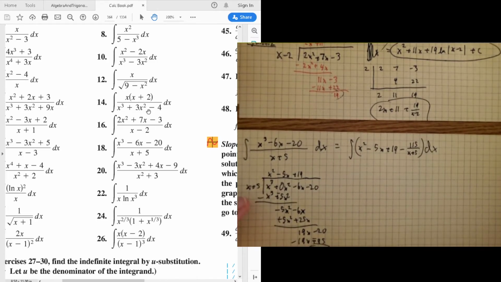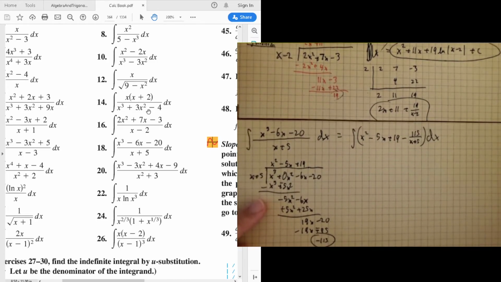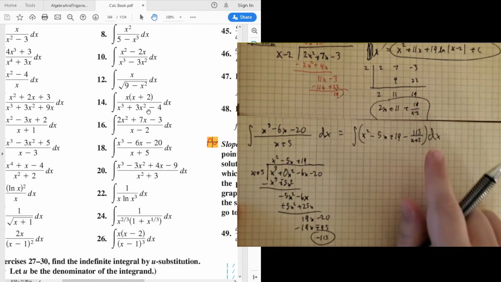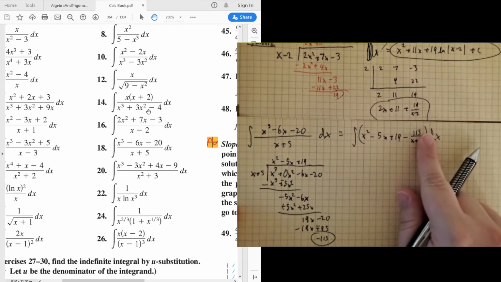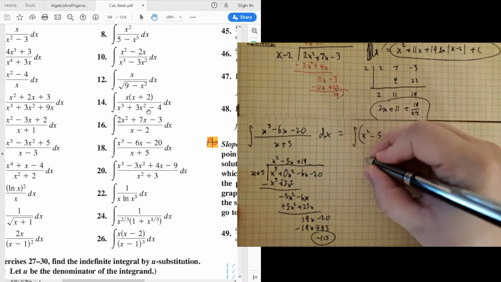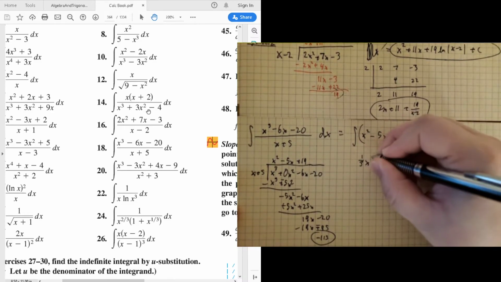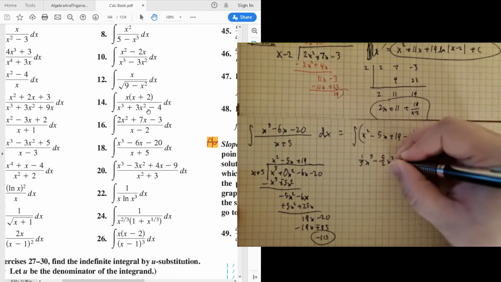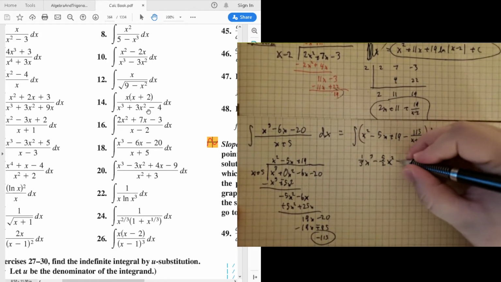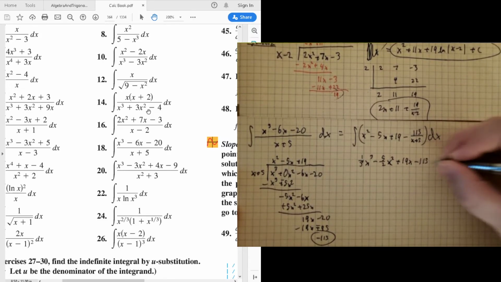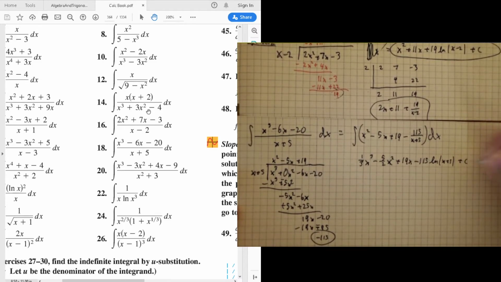Is this process annoying? Yes, very, very annoying. But does it get me to a function that can now be integrated? Yes, because I can choose a simple u, x plus 5, fix this one, and the other three pieces can all be integrated directly. This first piece becomes 1/3 x cubed. The second piece becomes 5/2 x squared. Remember, add 1 to the power and then divide by the new power. Plus 19x. And then minus 115 natural log of x plus 5 plus c.